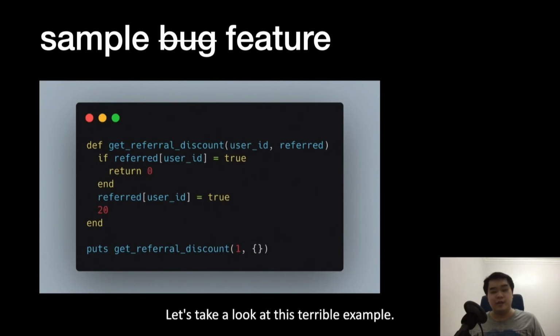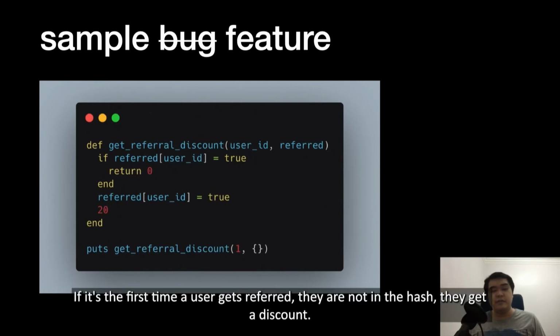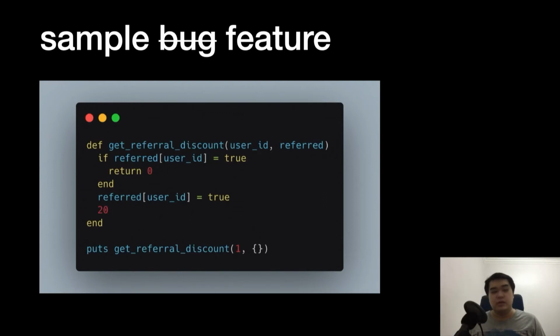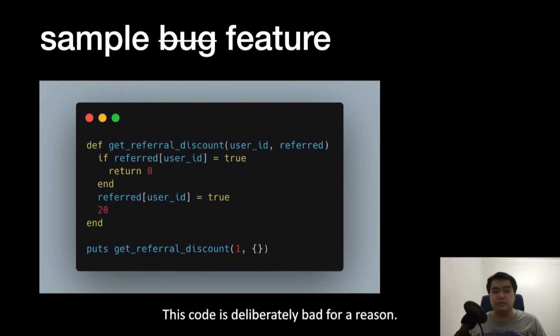Let's take a look at this terrible example. This is a function that takes a user ID and a hash called referred. If it's the first time a user gets referred, they're not in the hash, they get a discount. If they have been referred before and already in the referred hash, they don't get a discount. Like naming things, I had a hard time thinking of an example. This code is deliberately bad for a reason.